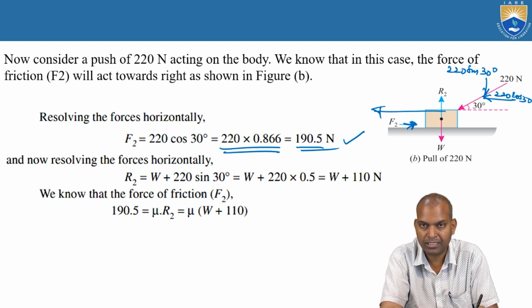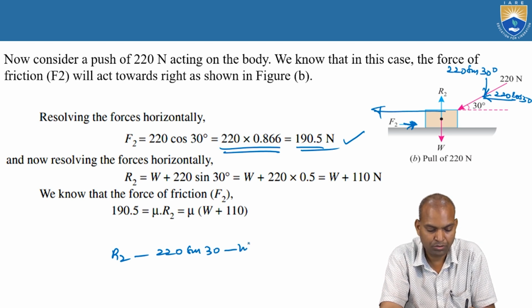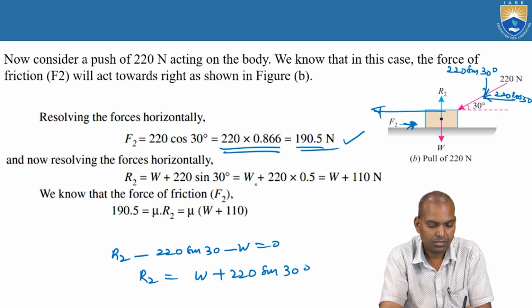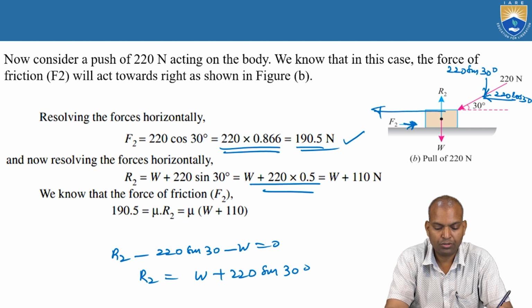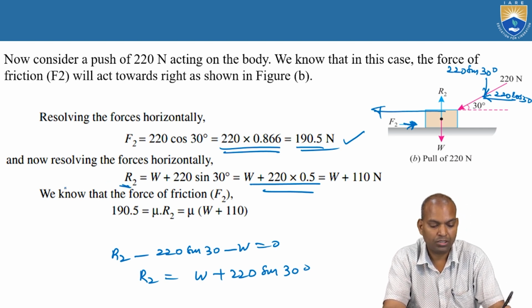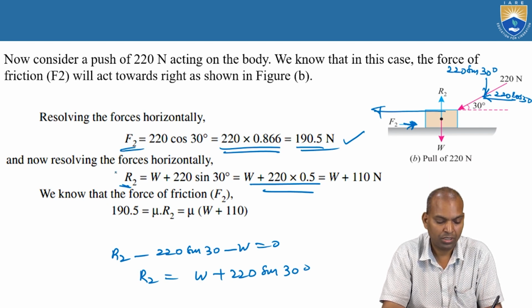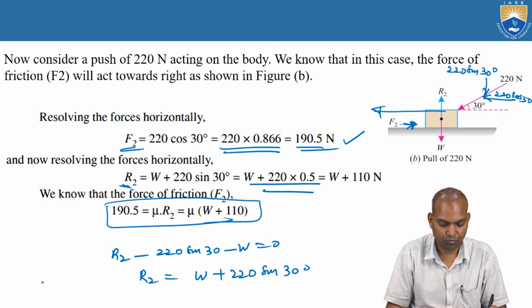Now R2, from vertical equilibrium forces, R2 positive, R2 minus 220 sin 30 minus W equal to 0. From this, R2 equal to W plus 220 sin 30. Again sin 30 equal to 1 by 2, that is 0.5, so R2 equal to W plus 110. F2 equal to mu times R2. From that relation, we got 190.5 equal to mu times (W plus 110).